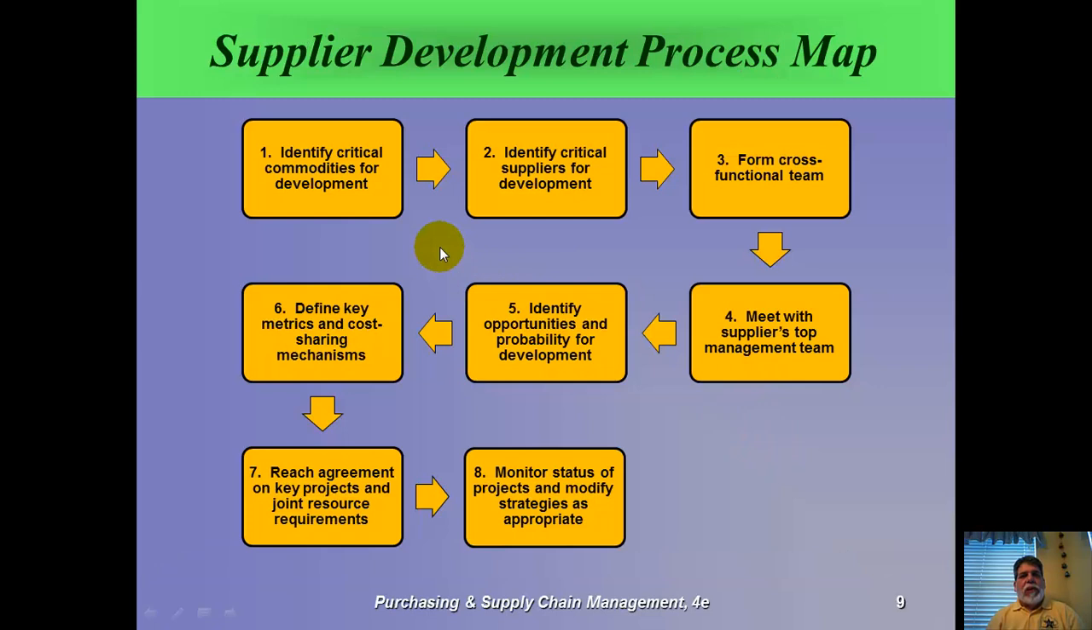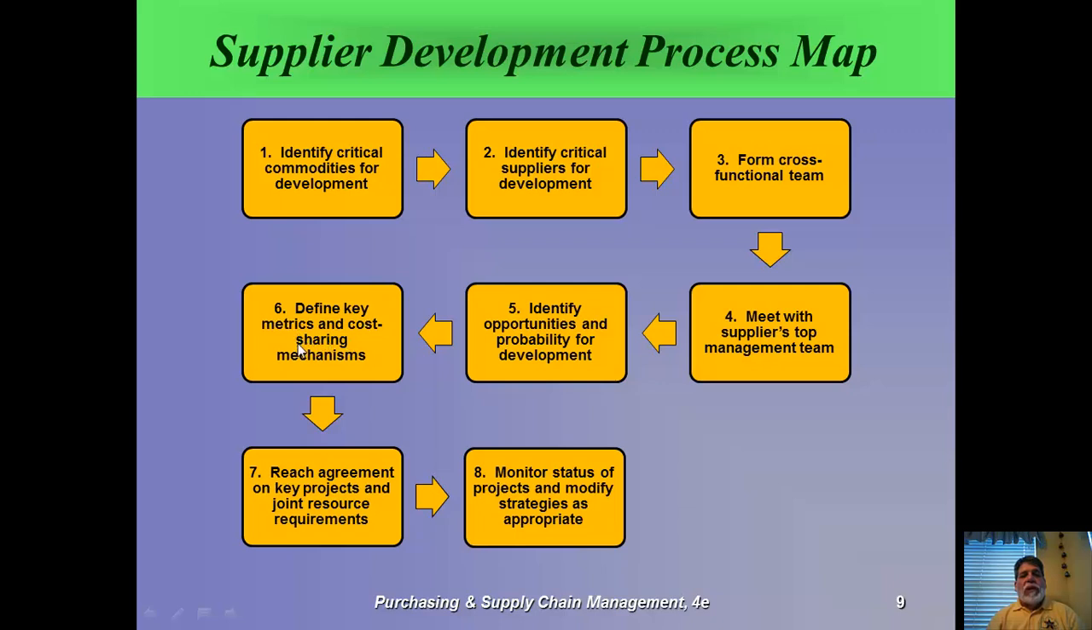The supplier development process is, and I'm going to read through this, but don't get too bored, identify the critical commodities for development. Not all commodities will be developed. There are some things that are a dime a dozen, buying, say, sheet metal screws that you don't need this. And then you identify critical suppliers, those who do the very best as far as performance of cost, quality, delivery, etc. You form a cross-functional team within your own organization to meet with their top management team, and you're going to identify opportunities and the probabilities for development of what seems to be the best that is workable and doable.